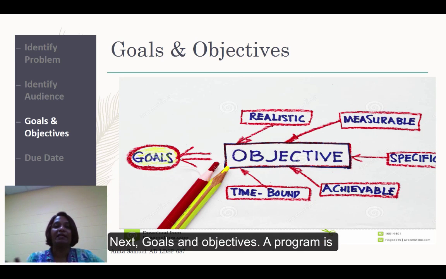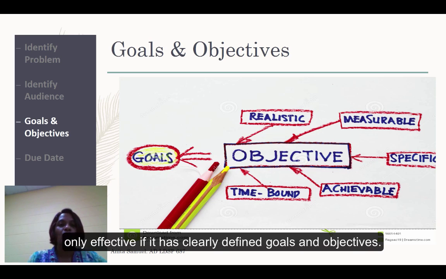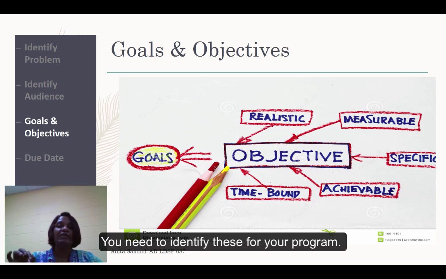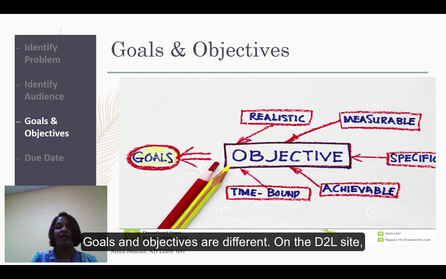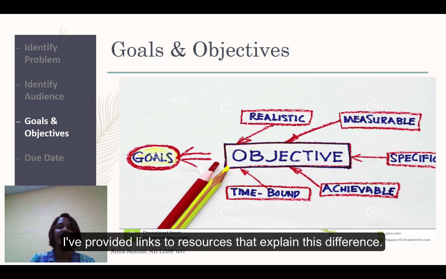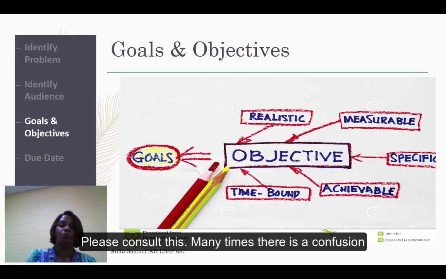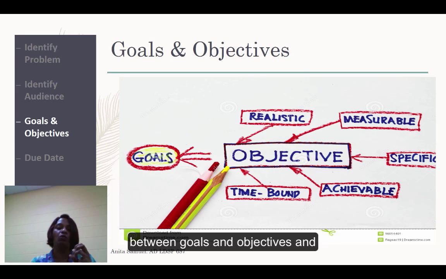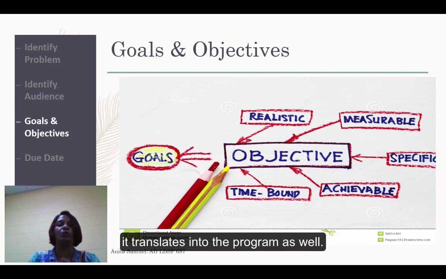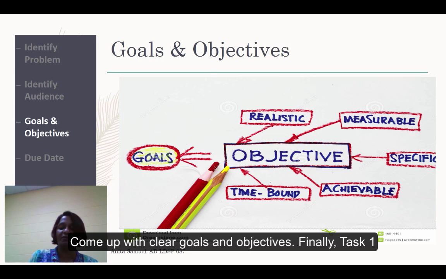Next, goals and objectives. Now, a program is only effective if it has clearly defined goals and objectives, and you need to identify these for your program. Goals and objectives are different, and on the D2L site, I've provided links to resources that explain this difference. So please consult this because many times there is this confusion between goals and objectives, and it translates into the program as well. Get this clarified in your mind and come up with clear goals and objectives.